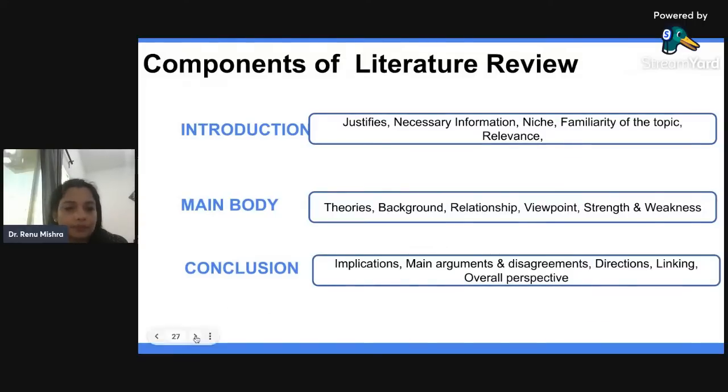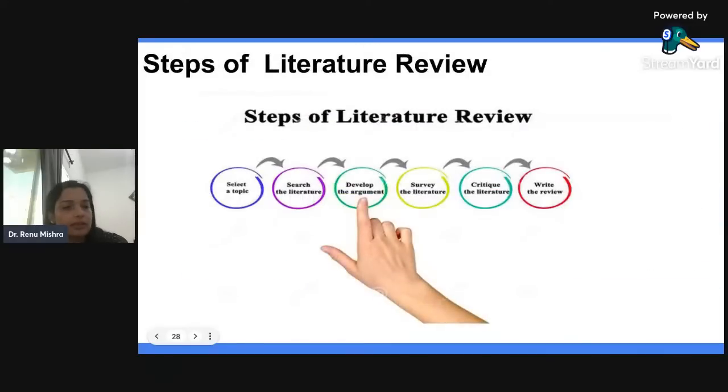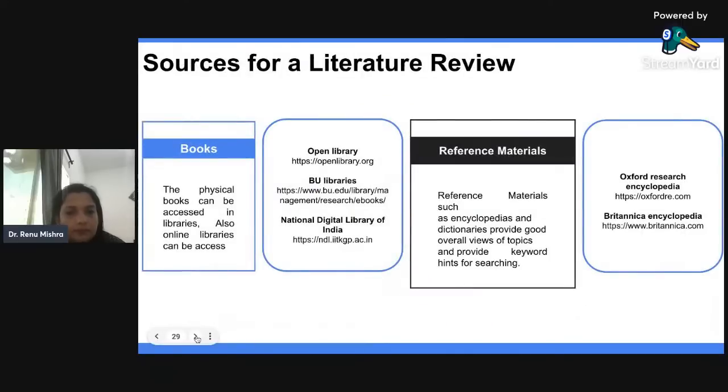Now these are the steps for how you may go about a literature review. You have a topic, you have literature, and you need to develop an argument: what you would like to search for, what the aim of your literature is. Then survey it, then critique. When you say critique the literature, that means you are giving your own interpretation. That's why we say review. Then write it. These are the various sources of literature review.